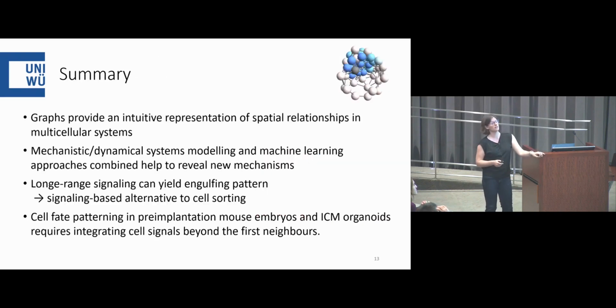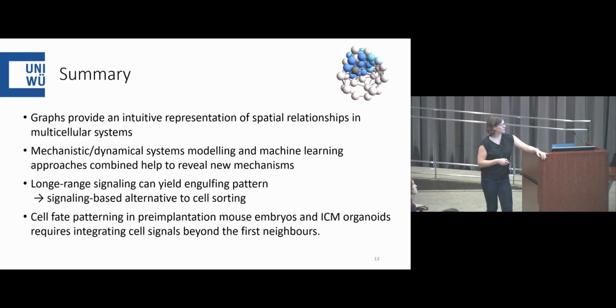Now to summarize, what I wanted to show you today is that we can use these graphs very nicely to represent the spatial relationships. I also wanted to show you that to look at the 4D, so space plus time, I think it's quite useful to also include mechanistic, or dynamical systems, because there we have the time in there. So we can either generate the data for the training, or we can maybe use it to constrain our AI models.